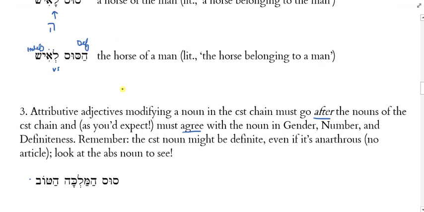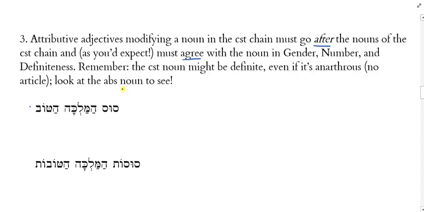Now, number 3, attributive adjectives modifying a noun in the construct chain must go after the nouns of the construct chain, as you'd expect, and they have to agree with the noun in gender, number, and definiteness. Remember, however, that the construct noun will not have an article, but it may still be definite because the absolute noun may be definite. So let's take a look at a couple examples here.